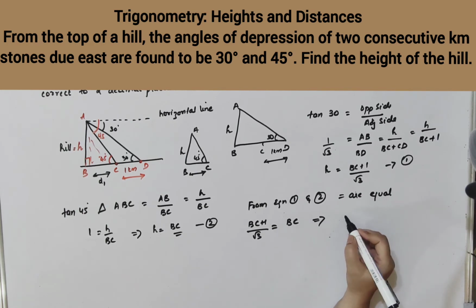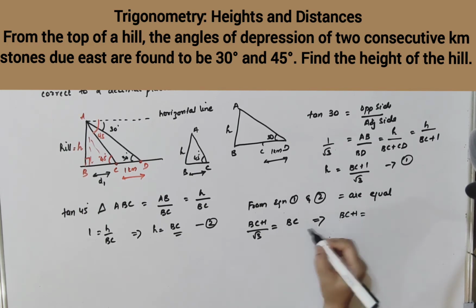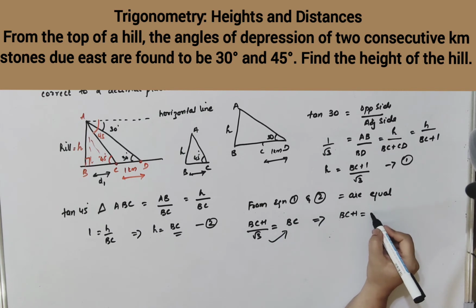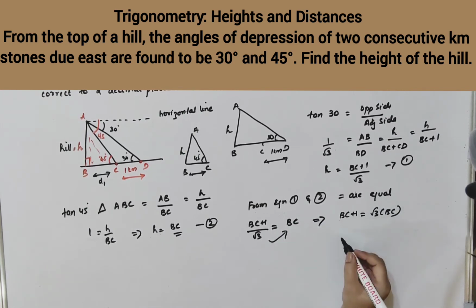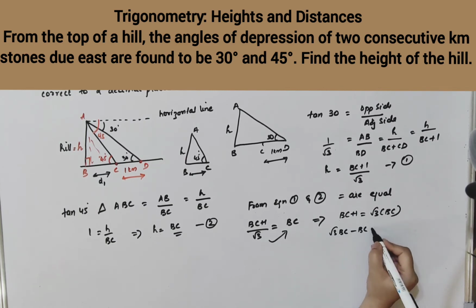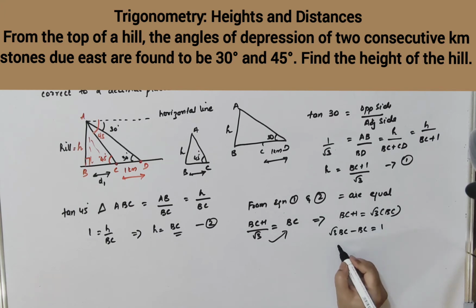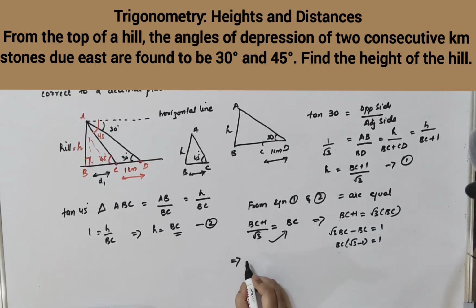If you solve this, we are going to get BC plus 1 is equal to, let's take root 3 this side, root 3 into BC. We'll take BC on the other side. We get root 3 BC minus BC is equal to 1. If you take BC as common, you'll get BC into root 3 minus 1 is equal to 1. So BC is equal to 1 by root 3 minus 1.